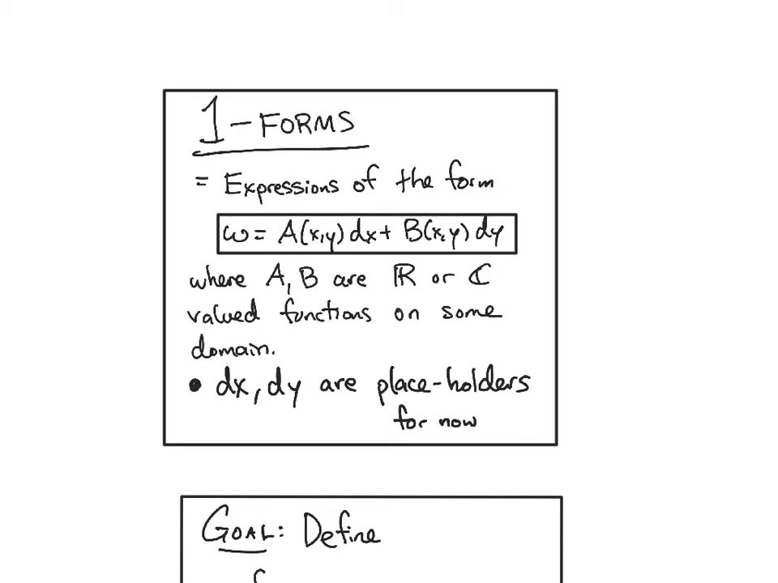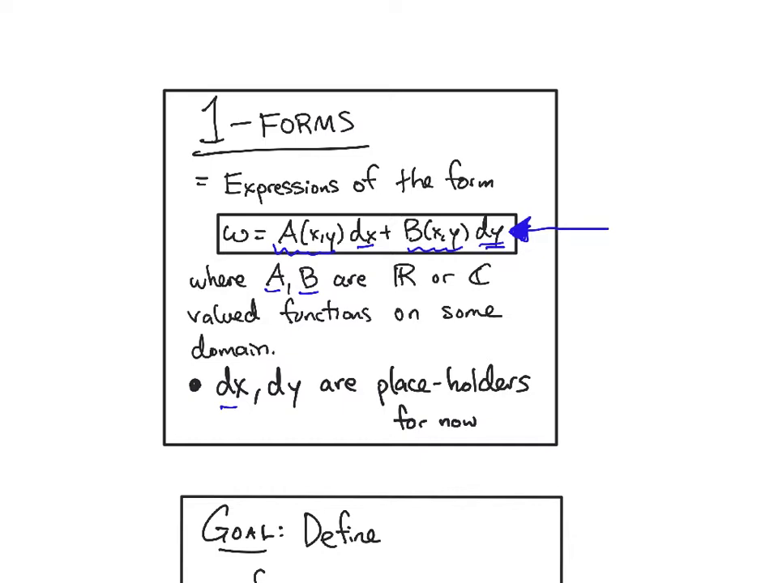Now let's look at one-forms, which are basically designed to integrate over curves. So a one-form is going to be an expression of this form. We often write them with the lowercase omega. It'll be an expression of the form a of xy dx plus b of xy dy, and now a and b are going to be real or complex valued functions on some domain.